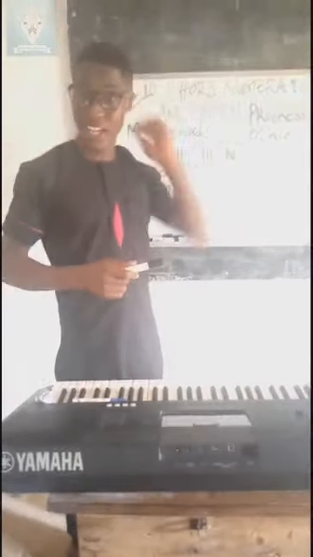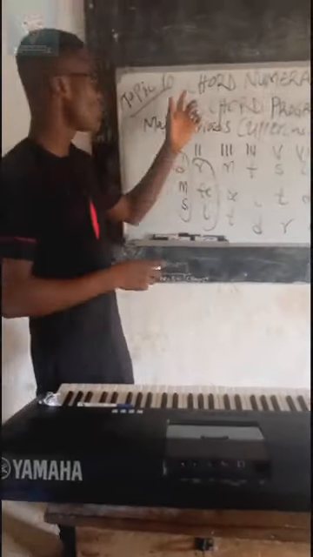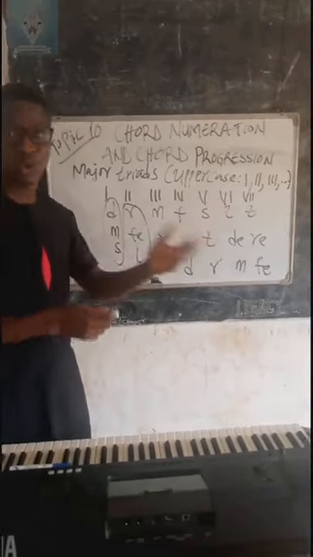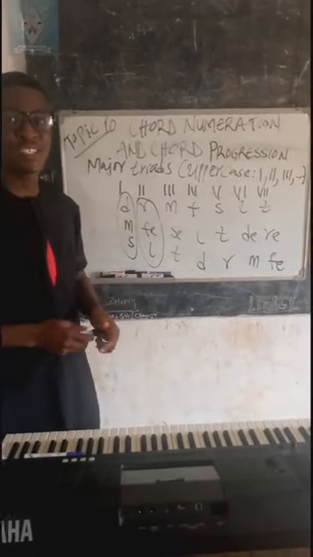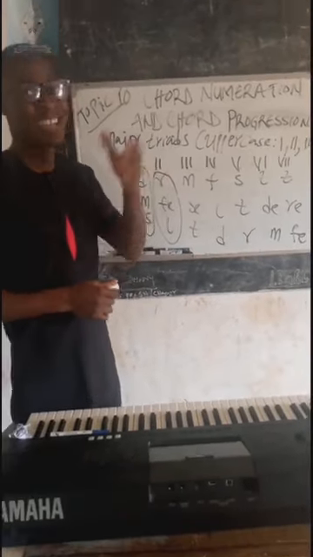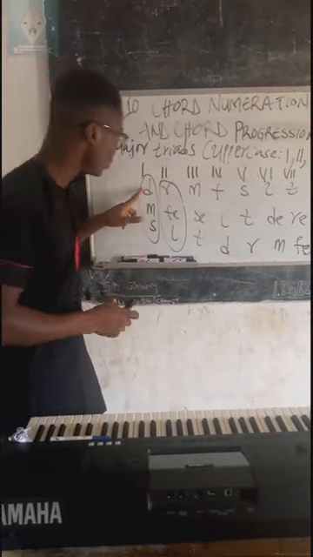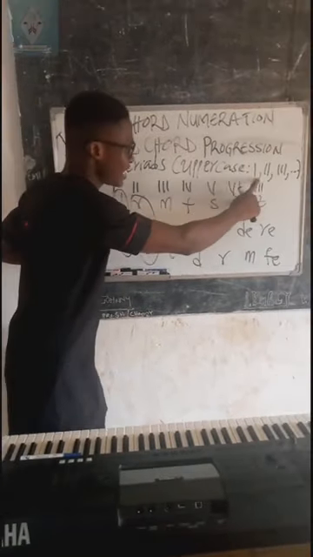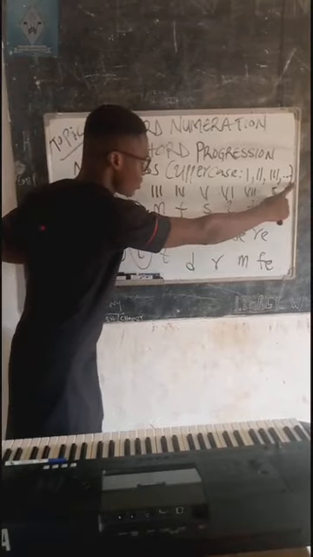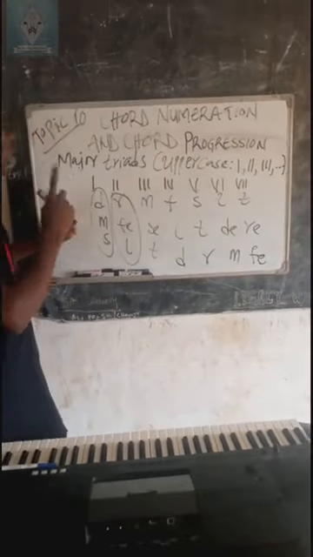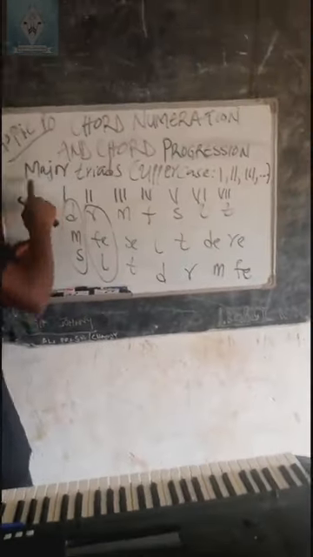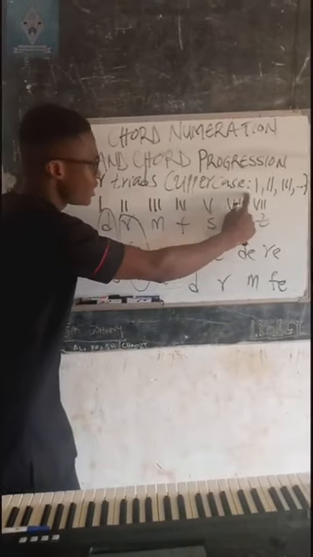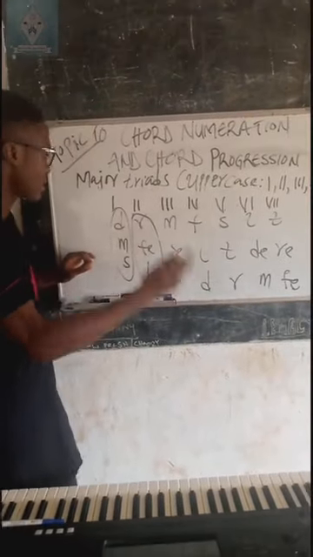Now, as said earlier, chord numeration is the use of Roman numerals, whether in uppercase or lowercase, to indicate the position of a chord and its type in relation to its root. If you see capital Roman numerals used in naming a chord, you know that that chord is a major triad, because major triads are named using uppercase Roman numerals, that's capital letters.